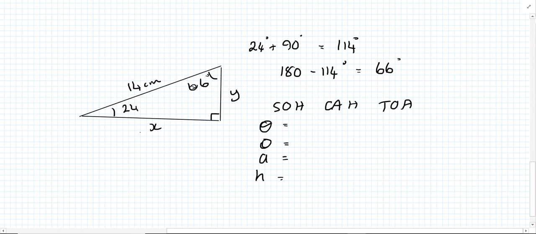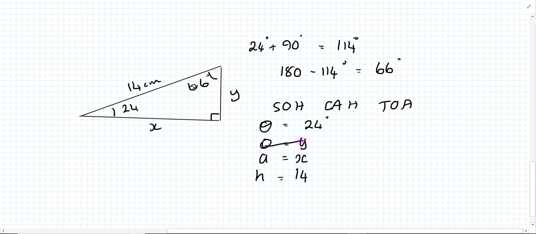We need that hypotenuse. But I can choose 24 or 66. It shouldn't matter. Which one do you want to choose? 24. I heard 24 first. Okay, but that sets whether x is the opposite or the adjacent. So the opposite is y, the adjacent is x, the hypotenuse is 14. That determines which one I use. I want to work out x first, then y.